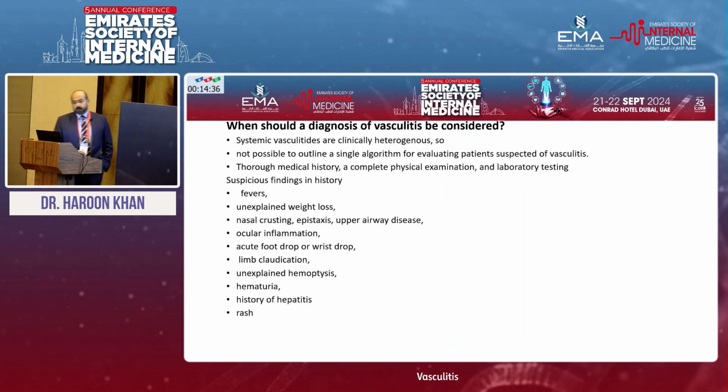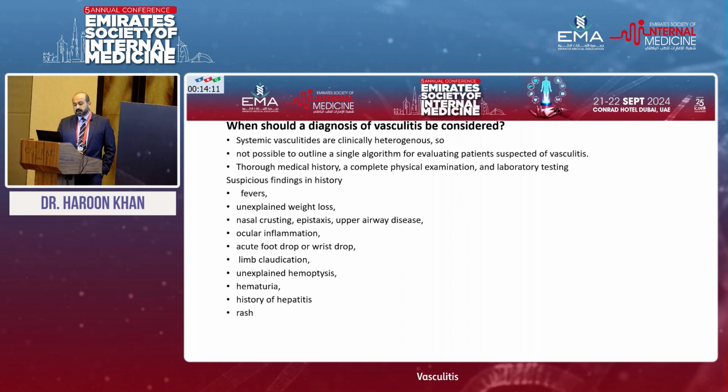So when should we suspect a diagnosis of vasculitis? Obviously, it's a clinically heterogeneous group of diseases, so it's not possible to outline a single algorithm for them. So we have to really suspect vasculitis whenever there's a patient who comes in with a medical history suspected of vasculitis. We have to examine them, aided by the laboratory and radiological findings.